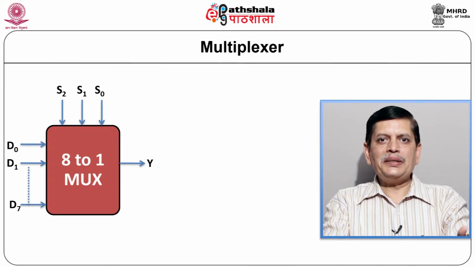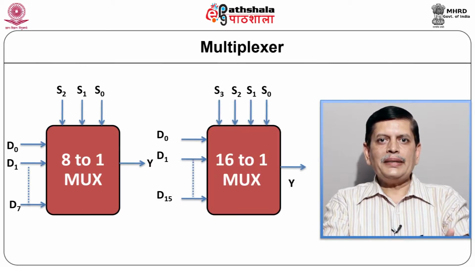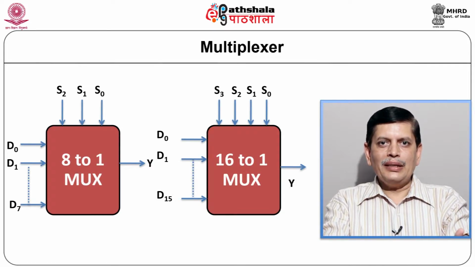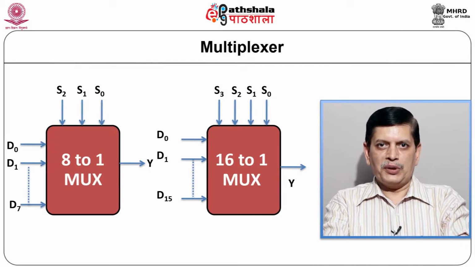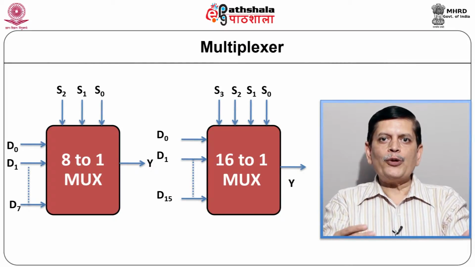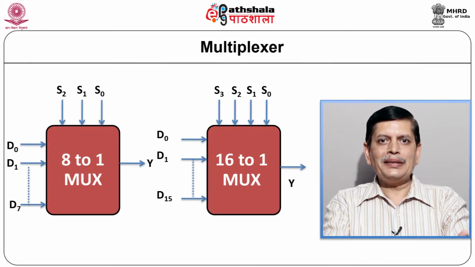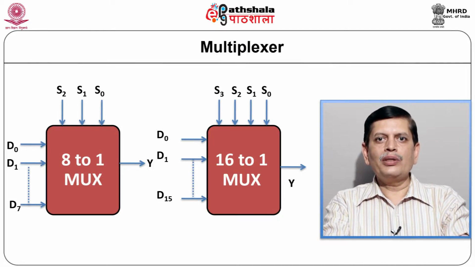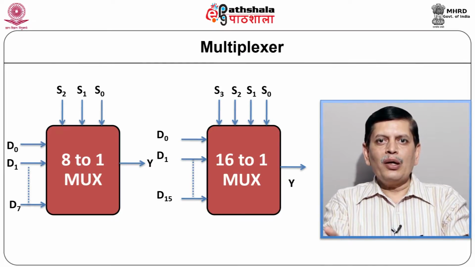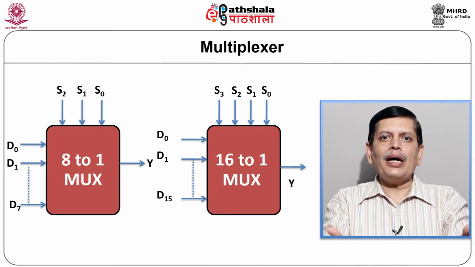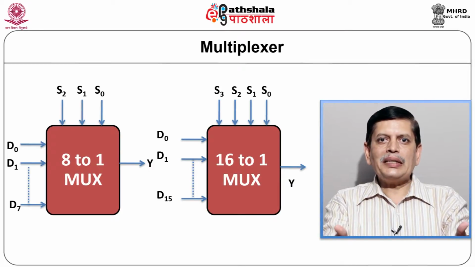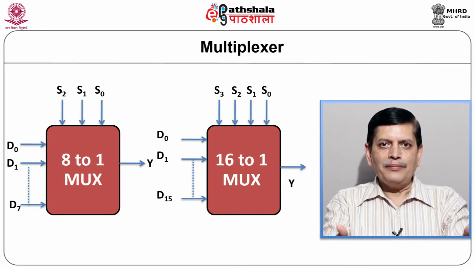These 3 select lines can select any one of the inputs to the output, whereas in case of the last multiplexer, which is 16 to 1 multiplexer, we have 16 possible data inputs and those could be selected by 4 select lines. These select lines are labeled as S3, S2, S1 and S0. These 4 select lines can select 1 out of 16 inputs to the output, and in this way we can see multiplexer can be used as an intelligent switch. The selection is done by the select lines.